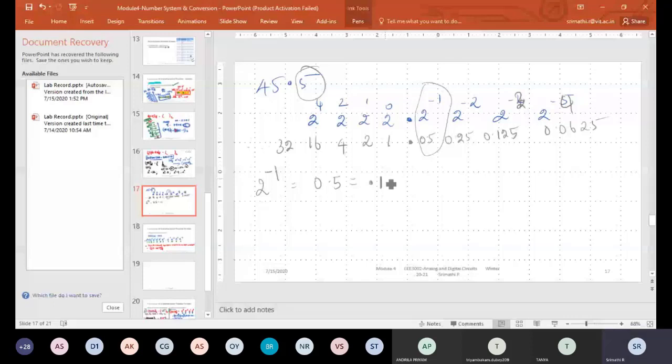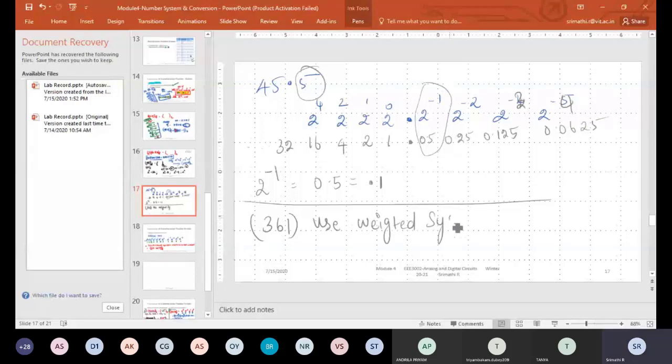So now let me give you one more. In terms of weighted number system, just try to do this and get me the answer. 361. Use weighted number system to get the equivalent binary. Tell me the answer. Any answers?